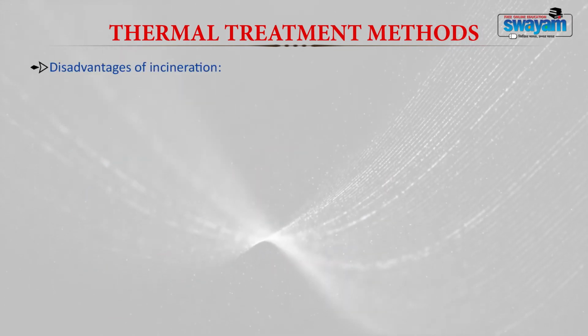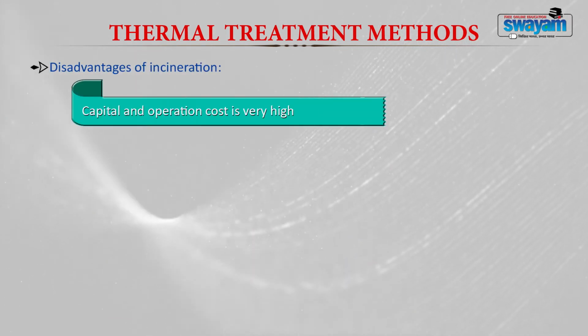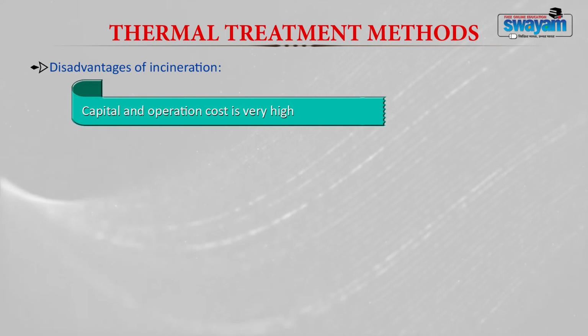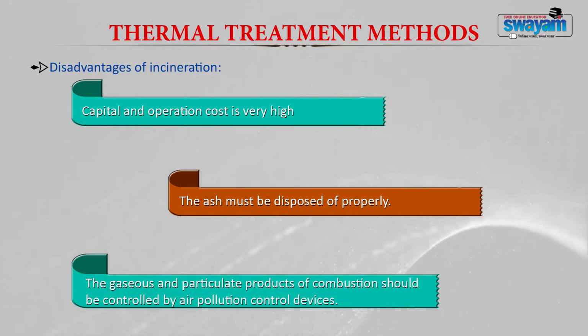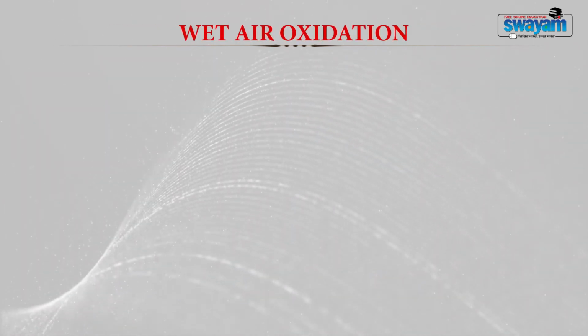Now, what are the disadvantages of incineration? One, it involves a high capital and operation cost. Second one is the ash, because it has to be disposed of properly. Now, the gaseous and the particulate products of combustion should be controlled by air pollution control devices. Now, the next thermal method is your wet air oxidation.